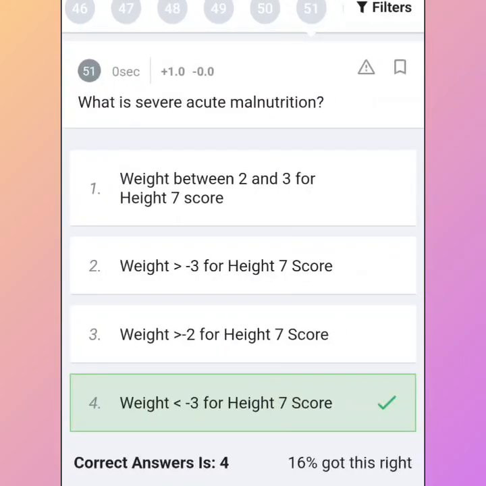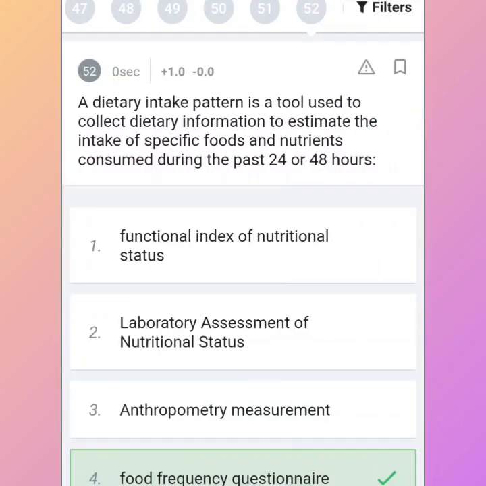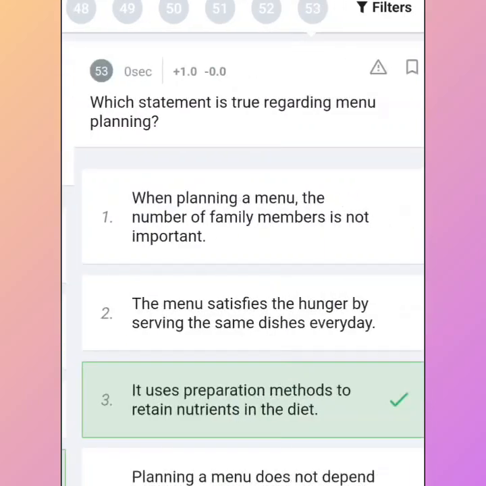The positively charged ion present in the extracellular fluid are. Option third, sodium. What is severe acute malnutrition? Option 4, weight is less than -3 for height, Z score. A dietary intake pattern is a tool used to collect dietary information to estimate the intake of specific food and nutrients consumed during the past 24 hours or 48 hours. Option 4, food frequency questionnaire.